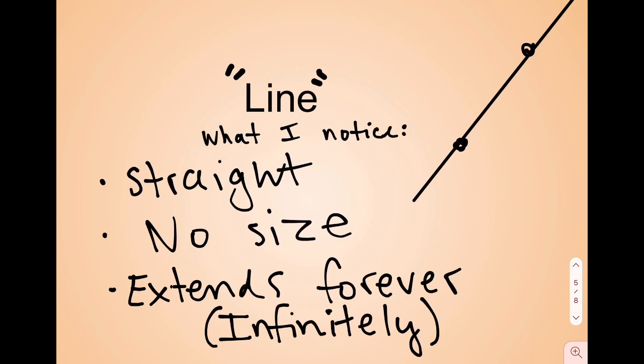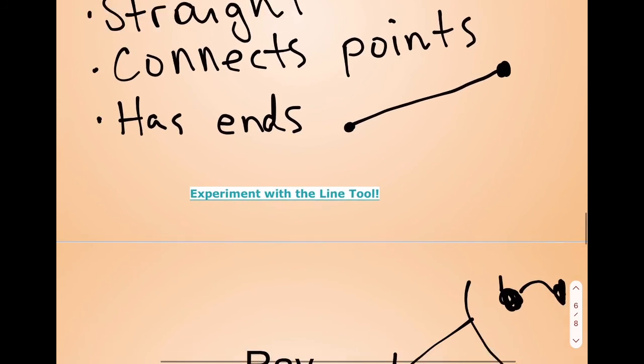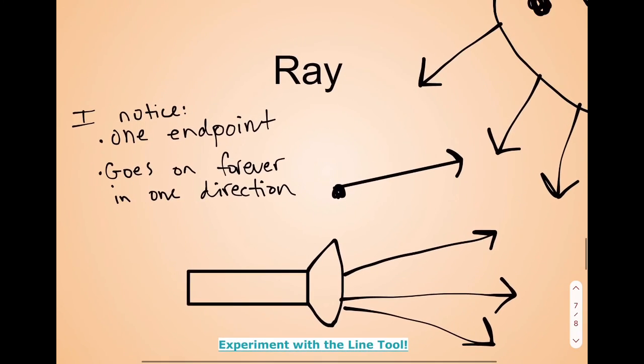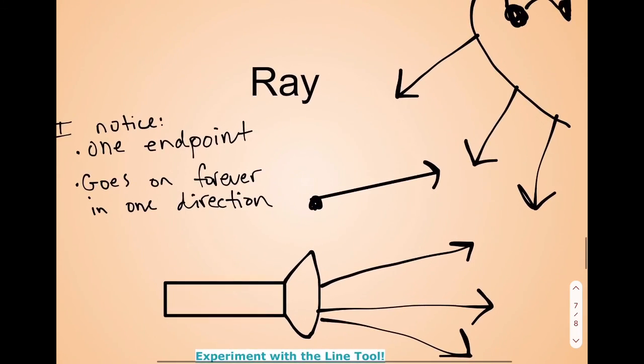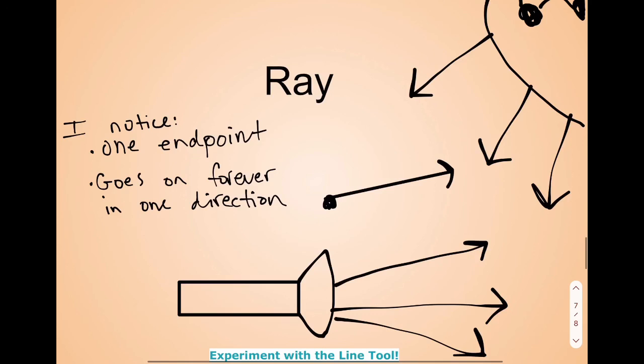So experiment with that tool a little bit that I was showing you, and make some cool art that includes a point, a line, and a ray, and label them so that I understand that you understand the difference between them. Have fun with this work, and let me know if you have any questions.